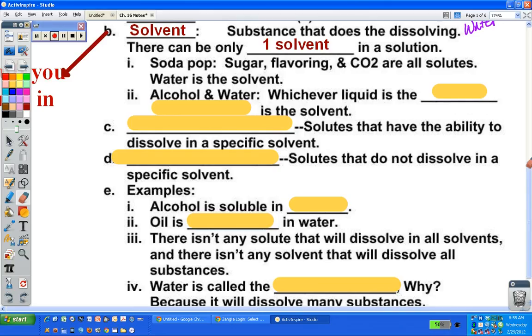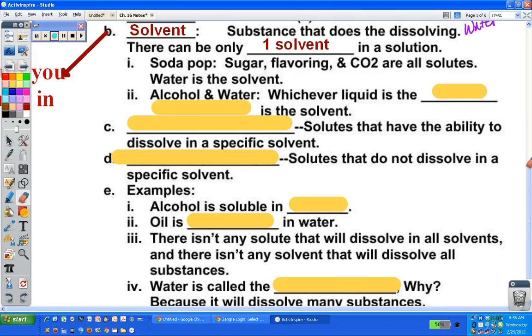Okay, so there can be only one solvent in the solution. So let's say we've got soda pop. If we've got soda pop, Coke, Pepsi, whatever you want to call it, Mountain Dew, Jolt, ginger ale, in your soda pop you've got the sugar, you've got the flavoring, you've got the CO2 dissolved in there. You've even got a gas in your solution. Water would be the solvent. It's the most abundant substance in there.